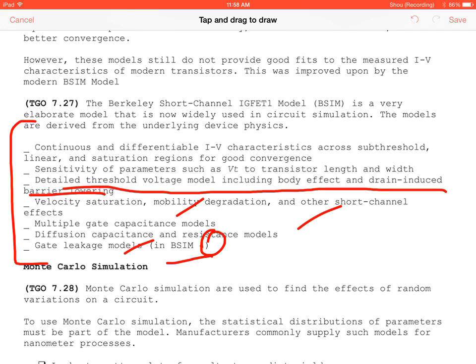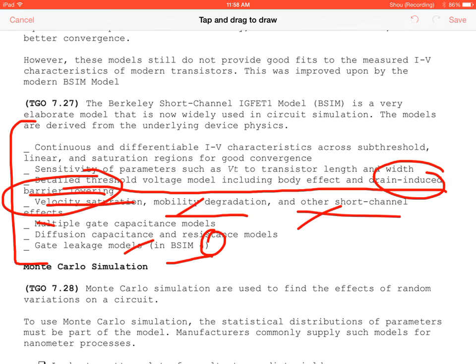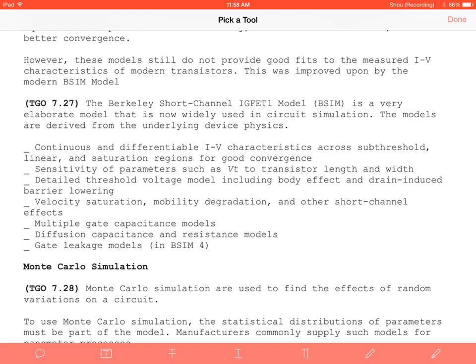So our model levels 1, 2, and 3 didn't really account for DIBL. Now we are accounting for all these short channel effects and sensitivity parameters such as threshold voltage and transistor width. We learned earlier in class that if you make the transistor length longer or shorter, it has an impact on the ability to create a channel, which is what our threshold voltage is.